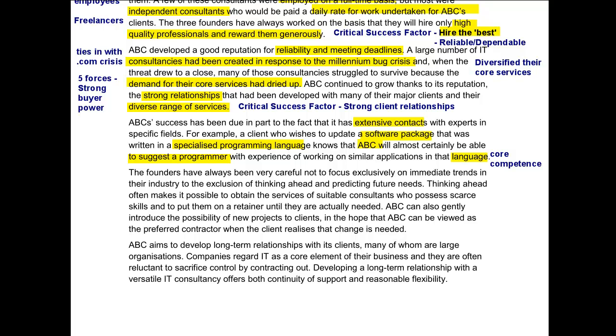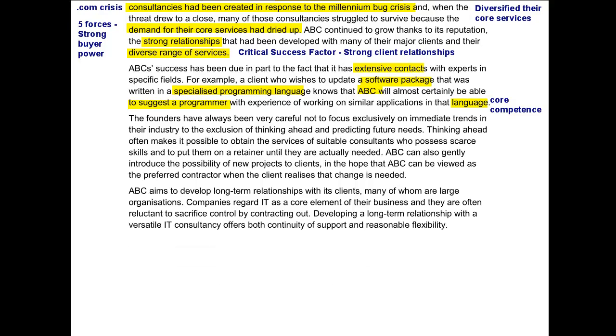Now, on the next section here, it talks about the founders being careful not to focus exclusively on immediate trends. Now, this is important in two ways. First of all, it signifies that the founders are indeed still involved in the business. And it also shows that they are adept at thinking about the future needs of clients, about the future state of play within the industry. And this, of course, is evidenced by the fact that they survived this millennium bug crash that so many competitor companies didn't because of this.